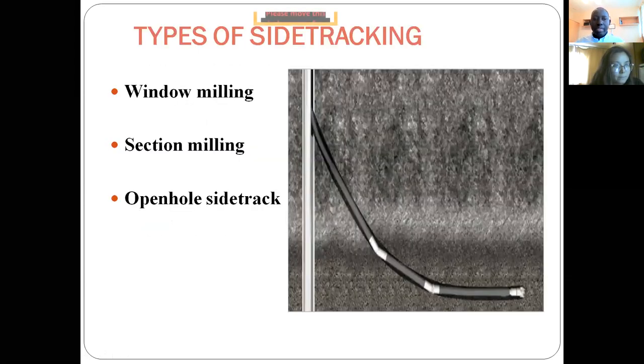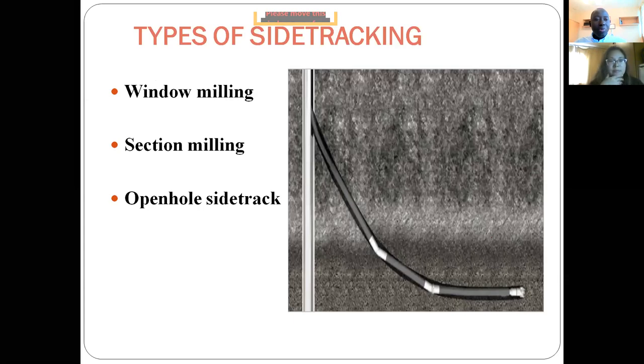Okay, now let's look at the types of sidetracking. Basically there are three types of sidetrack drilling: we have the window milling, we have the section milling, and we have the open hole sidetrack. So what are the differences between these three, and what are the conditions that make us choose one or the other?